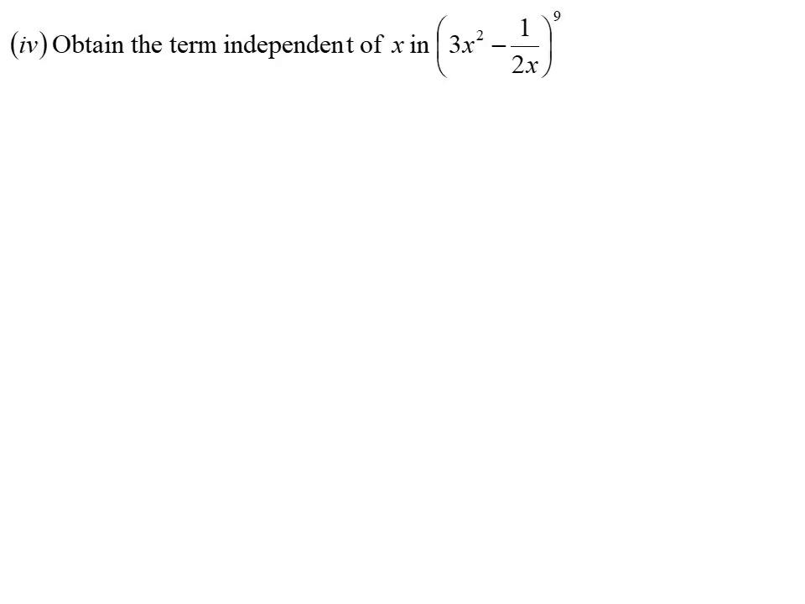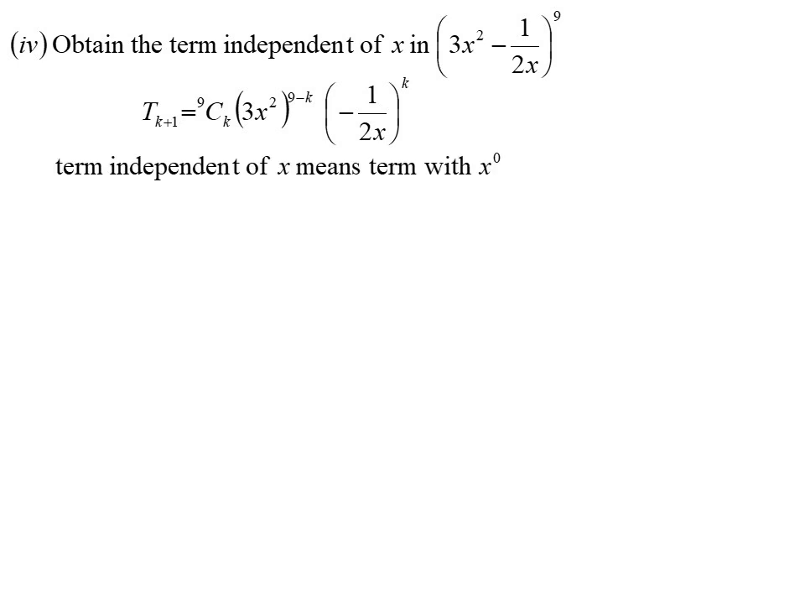Find the term independent of x in this expression. Again, I'll write out the general term. Independent means there's no x in the term, or another way of saying that, it's the term with x to the power of 0, because x to the power of 0 would be 1. I'm not worried about the coefficients to start off, I'm just looking at the x's, but I need them to work out which term I'm looking for.